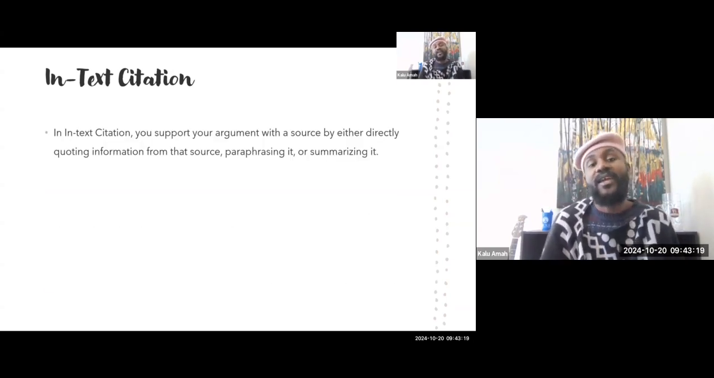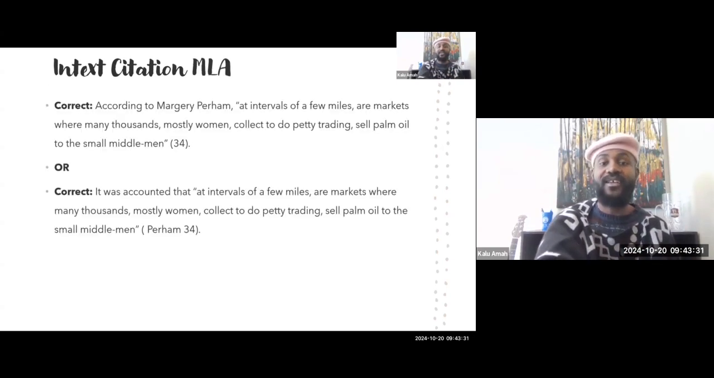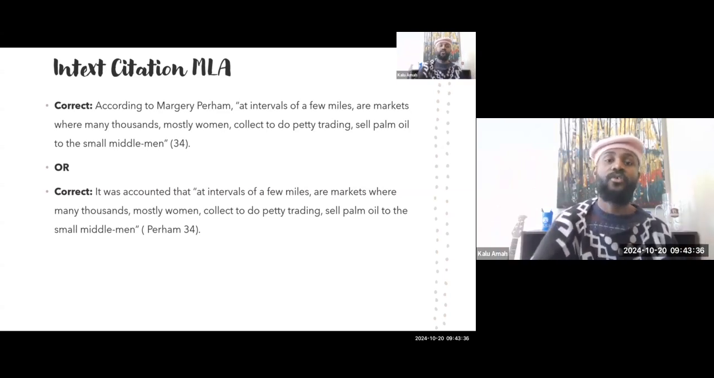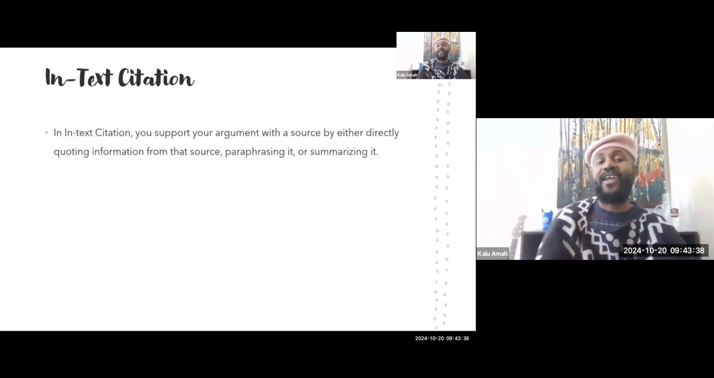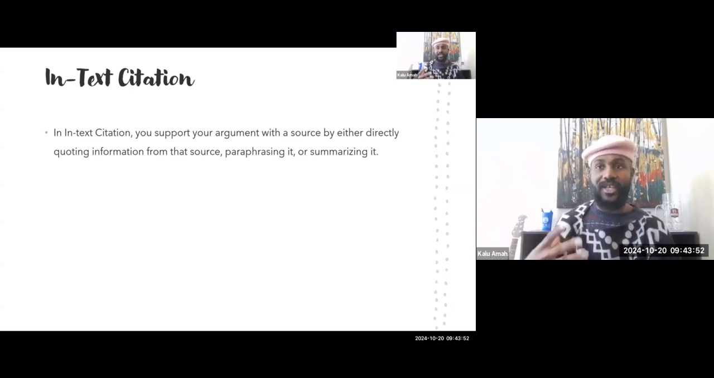Then in in-text citation, you support your argument with a source by either directly quoting the information from that source, which is what we've done all this while we've been looking at this slide. You could see these are direct quotations because you are using the quotation marks, quote and unquote. So you either do that by directly quoting the information from that source. You already know what I mean by source because we've talked about sources in the previous sessions. Sources are materials that you want to reference in your work or you want to use to support your claim.